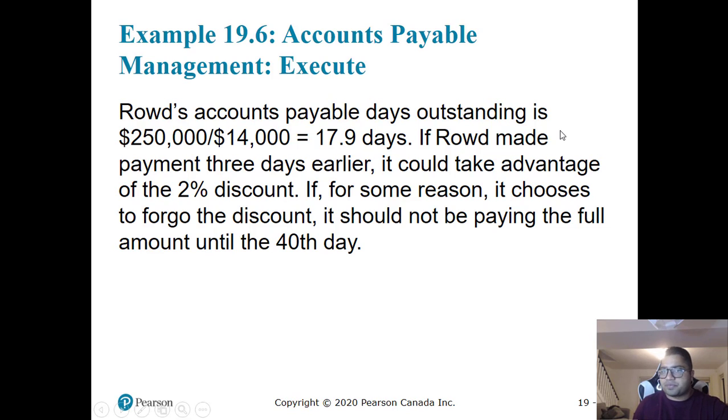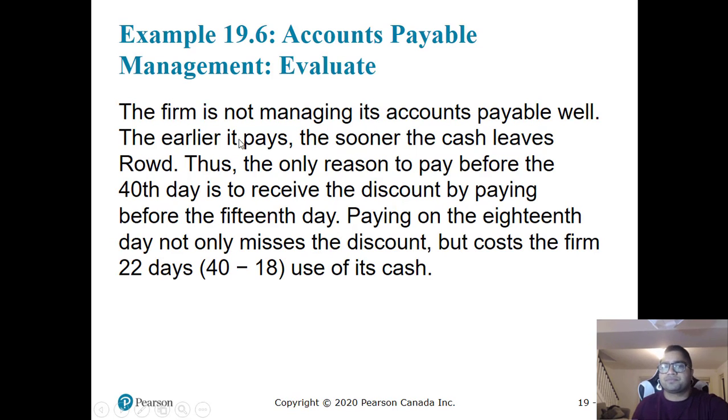So if it made payment 3 days earlier, it could take advantage of the 2% discount. If for some reason it chooses to forego this discount, then it should pay at the end, that is, extend this period from 17.9 to the 40th day. The firm is not managing its account payable well. The earlier it pays, the sooner the cash leaves the company. Thus, the only reason to pay before the 40th day is to receive the discount by paying before the 15th day. Paying on the 18th day not only misses the discount but costs the firm 22 days in terms of cash.